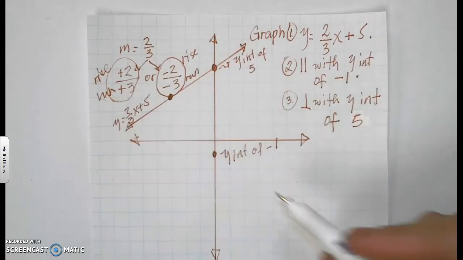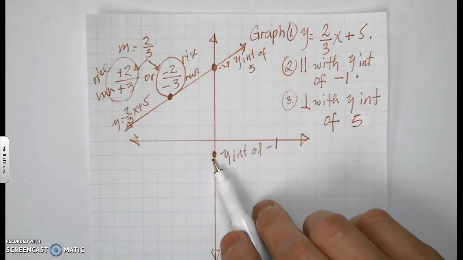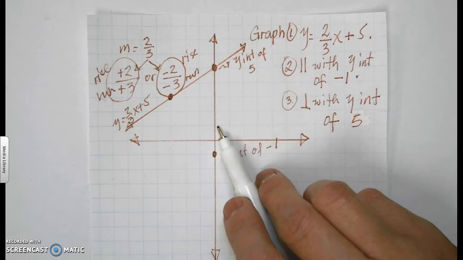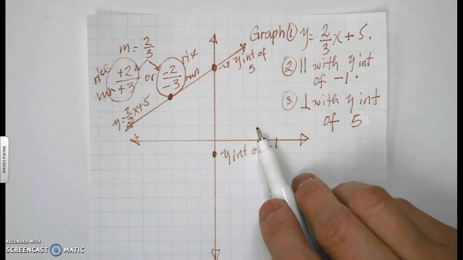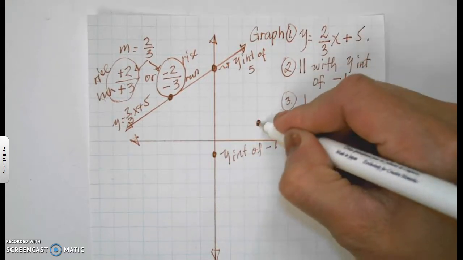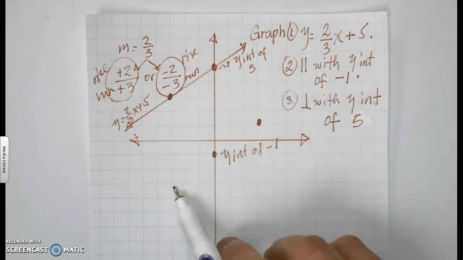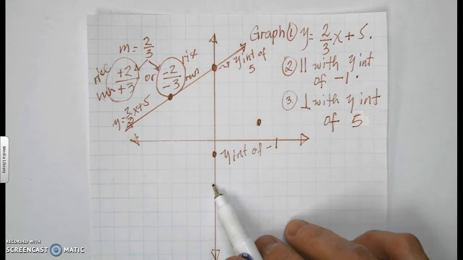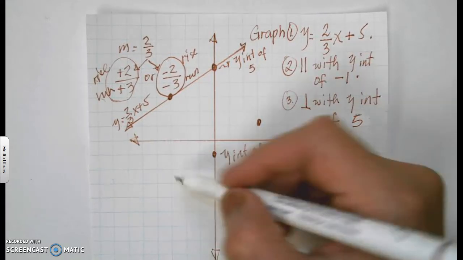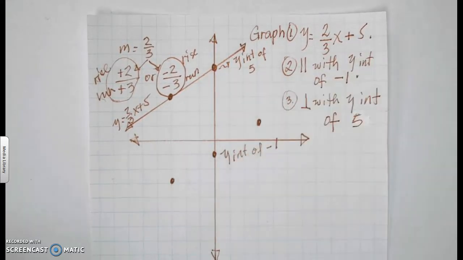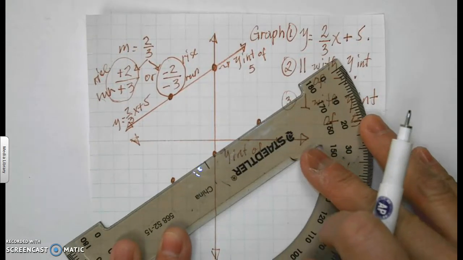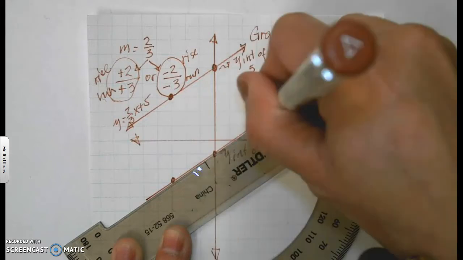Let's do this first. So from the y-intercept of negative 1, you're going to climb 2. 1, 2, because it's positive, and you're going to move 3 to the right because it's positive 3. So that is already your line if you connect those dots. I want to do this though. So that means 2 down and 3 to the left. So this is your point right here. You're going to get your ruler, your straight edge, and you're going to connect the dots.